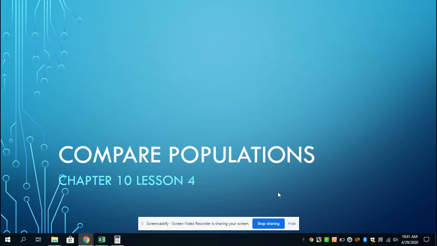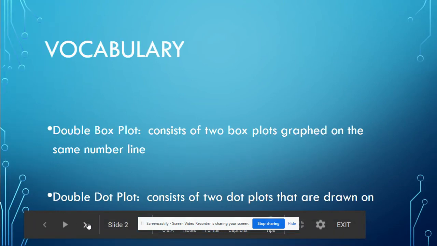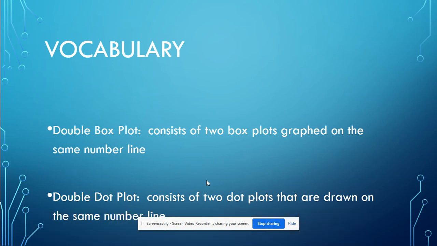All right, chapter 10, lesson 4 is comparing populations. So we're going to look at two different types of graphing options today. One is called a box and whisker plot, and the other one is a double dot plot. So those terms, if we move on to the next slide, a double box plot consists of two box plots graphed on the same number line. I'm going to show you a picture of what that looks like.